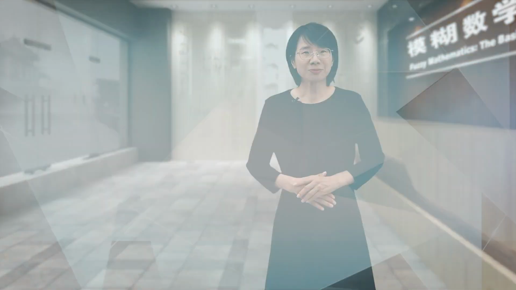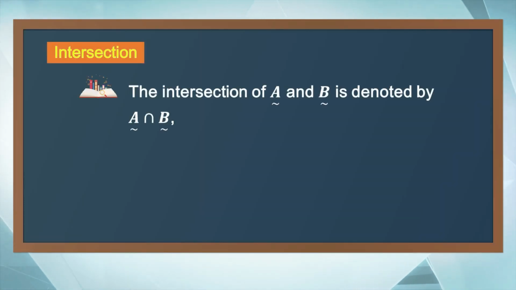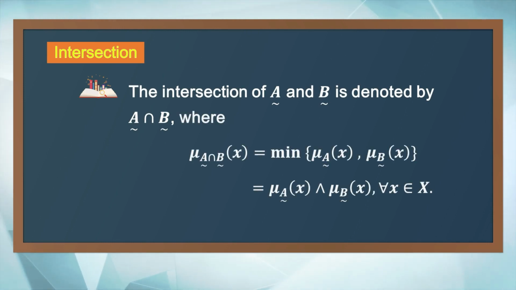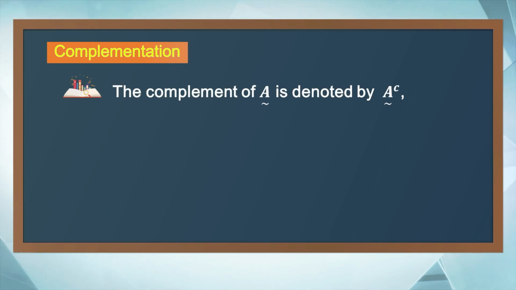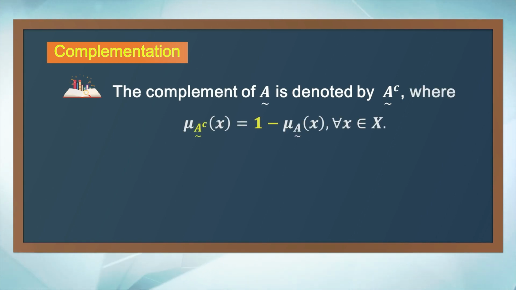Next, intersection. The intersection of two fuzzy sets A and B is denoted by this notation, where the degree of membership of element x in the intersection of A and B is the minimum of mu sub A of x and mu sub B of x for all x. Next, complementation. The complement of a fuzzy set A is denoted by this notation, where the degree of membership of element x in the complement equals 1 minus mu sub A of x.